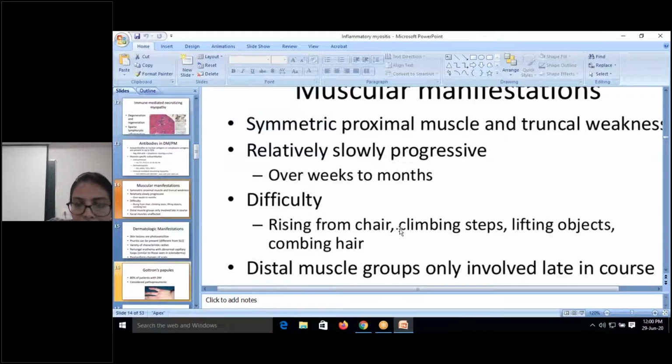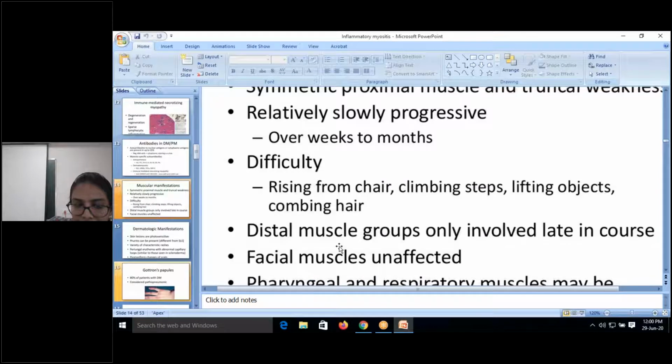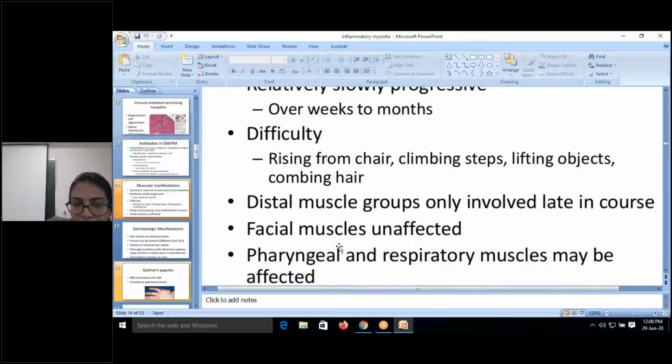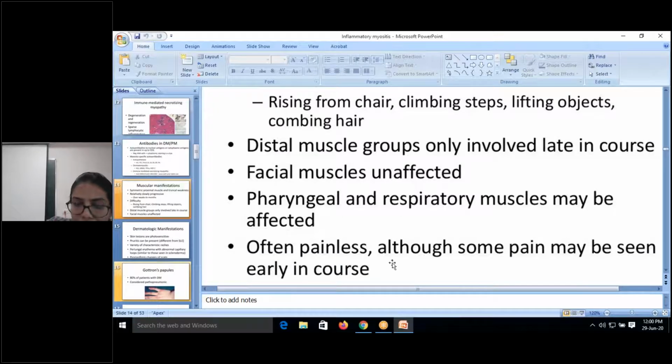Distal muscle groups are affected only in the late course, whereas in inclusion body myositis you can have it a bit early. Facial muscles are unaffected. Pharyngeal and respiratory muscles may be affected, and it is often painless, although some pain may be seen early in the course.